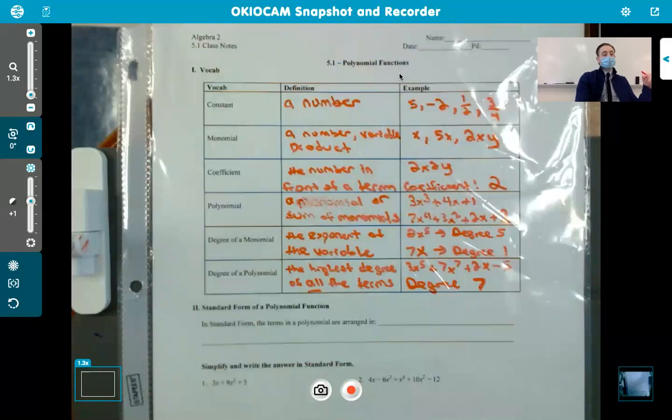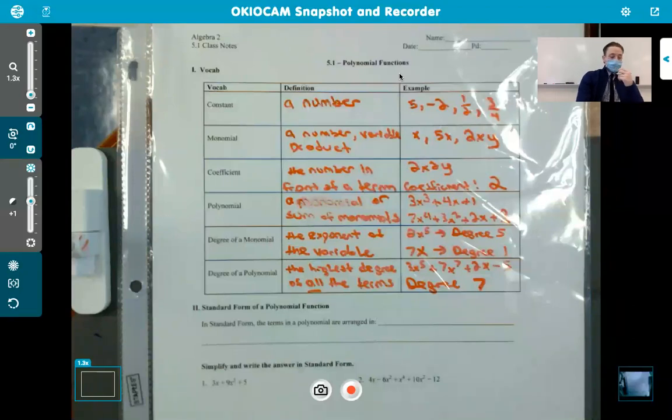Any questions so far? We have a constant, just a number. Monomial is one term, product of a number and a variable. Coefficient's the number in front. Polynomial, sum of monomials. Degree of a monomial, just that exponent. Degree of a polynomial, what the highest exponent is out of all of your terms.